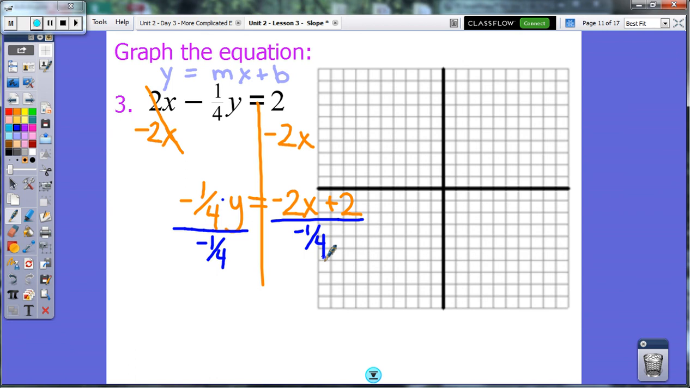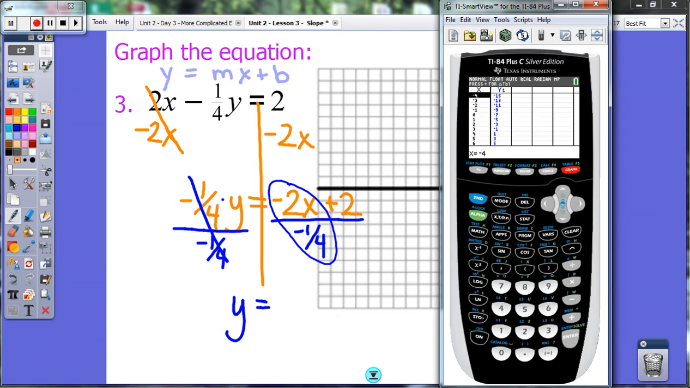So I have to come in and divide by negative 1/4. Now, we haven't seen this too much, and we're going to talk about it in a day or two. But guys, on the left-hand side, negative 1/4 divided by negative 1/4 cancels, leaving just the plain y. That was my goal. On the right-hand side, I have to take both of the parts up top and divide by negative 1/4. So the first thing I'm going to do is negative 2x divided by negative 1/4.